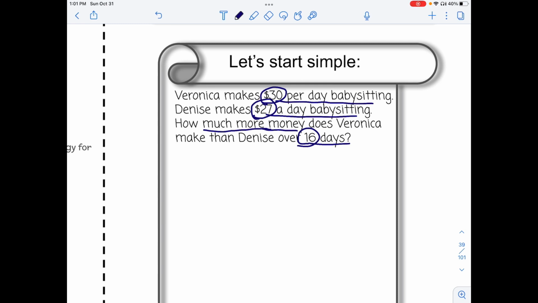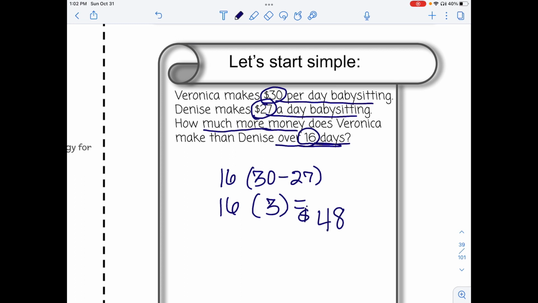Since I am comparing Veronica's $30 to Denise's $27, I am going to have 30 minus 27, and we're both comparing over 16 days, so I'm going to multiply that by 16. I have 30 minus 27, which is 3, and I multiply that by 16. That means that Veronica makes $48 more than Denise. And there's my answer.